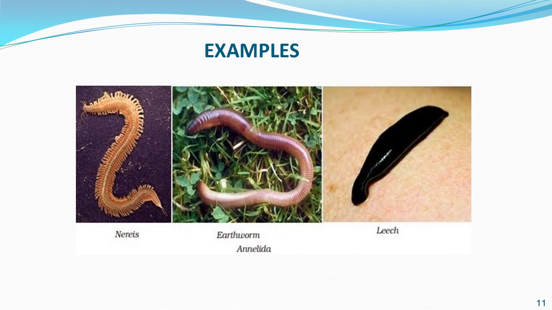And these are a few examples for phylum Annelida. The first figure is Nereis, the second figure is earthworm, and the third figure is leech. Okay, so these are very familiar examples for phylum Annelida, right?